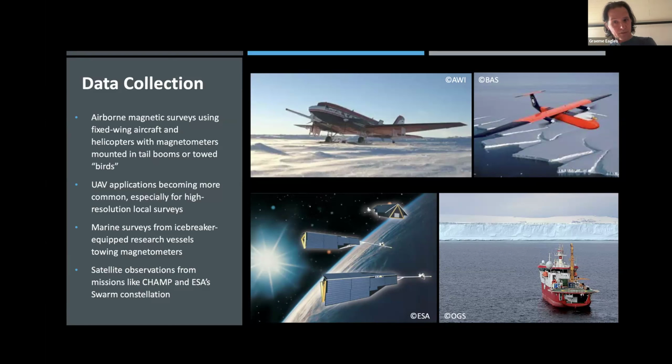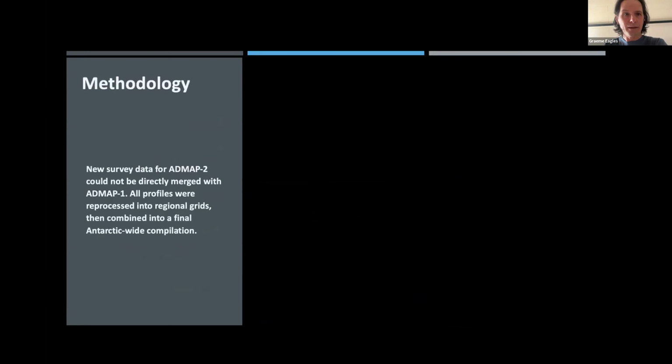The icebreaker there would typically be towing a magnetometer if collecting magnetic anomaly data, towing on a cable some meters behind the ship. Yes, and up in space we have the data from dedicated and non-dedicated magnetic missions like CHAMP and SWARM.